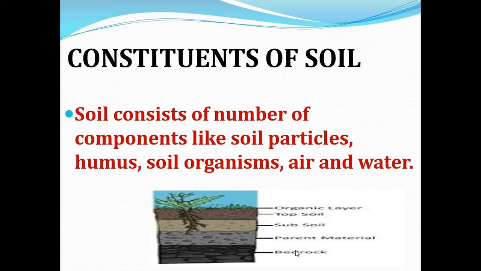Now let us see about constituents of soil. Constituents means what are the components present in the soil. Soil consists of a number of components like soil particles, humus, soil organisms, air and water. So what are the components present in the soil? Soil particles, humus, soil organisms, air and water.